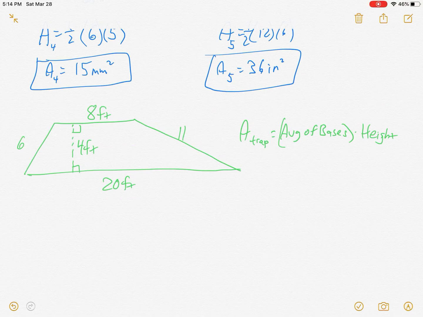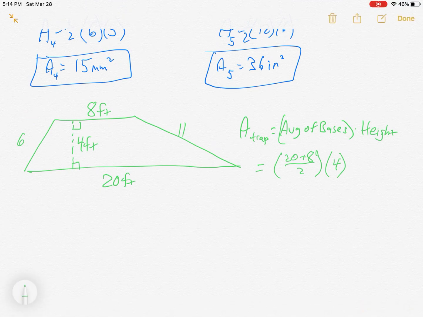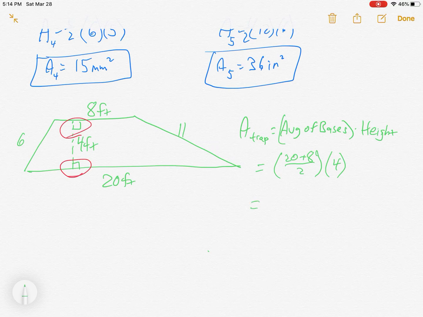Sorry about that. So the average of our bases is the sum of the bases divided by 2. And the height, of course, is the perpendicular distance between the bases. That perpendicular distance between the height. So this turns out to be 14 times 4, which is 56. 56 square feet.